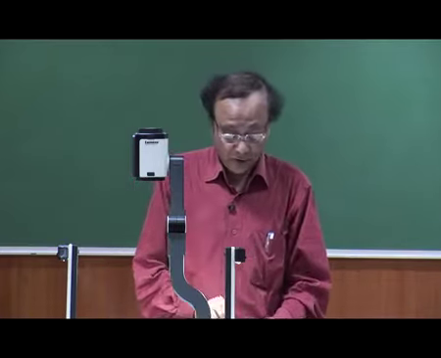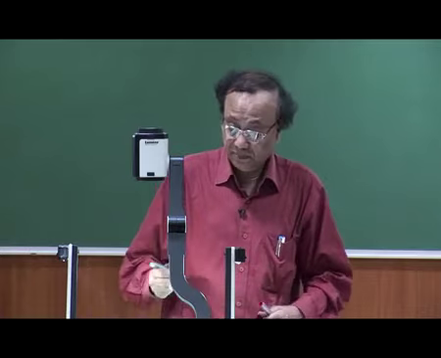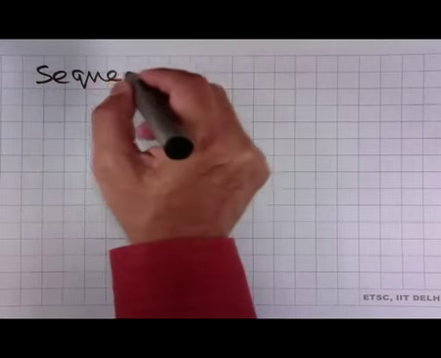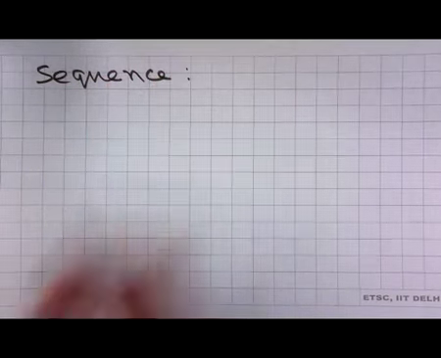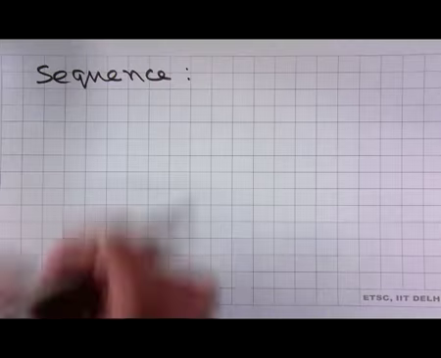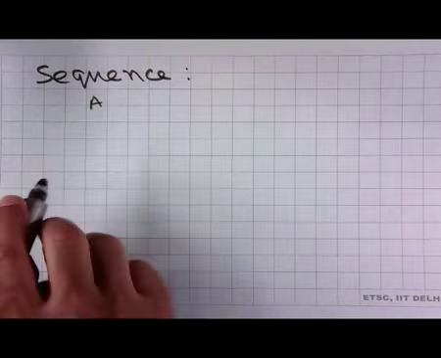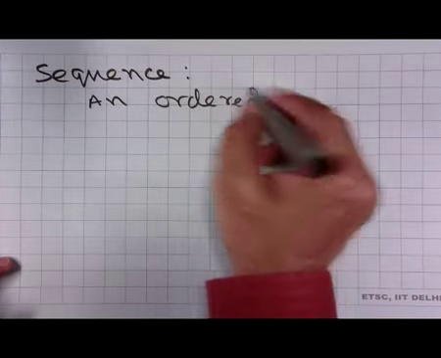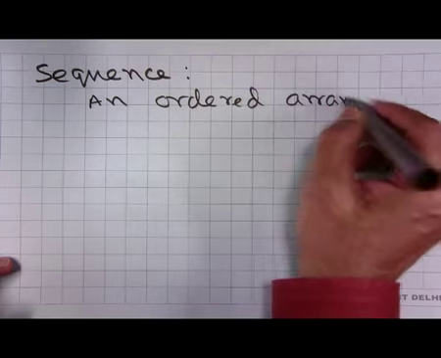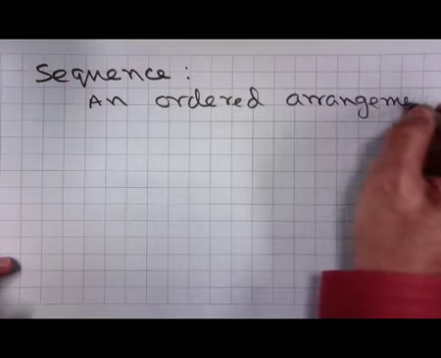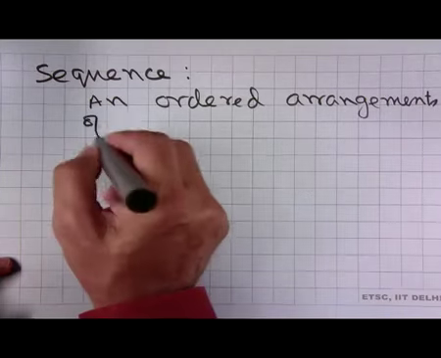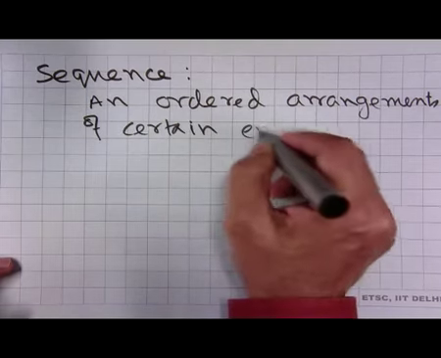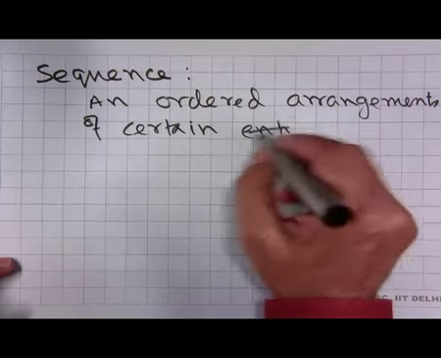Okay? So, what is a sequence? A sequence is an ordered arrangements of certain entities or objects.